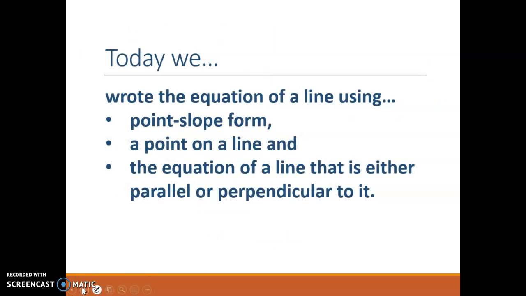All right, guys, today we wrote the equation of a line using point-slope form, so a new form in addition to standard and slope-intercept. We wrote the equation of a line using a point on a line. We were given an xy coordinate to plug in, and we wrote the equation of a line that's either parallel or perpendicular to a given line. Remembering that parallel lines have identical slopes, they just have different y-intercepts, and perpendicular lines have slopes that are negative reciprocals of each other. Any other line that's not the same or not a negative reciprocal is just intersecting lines.